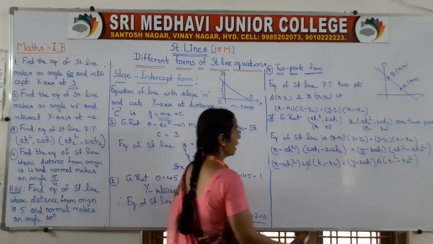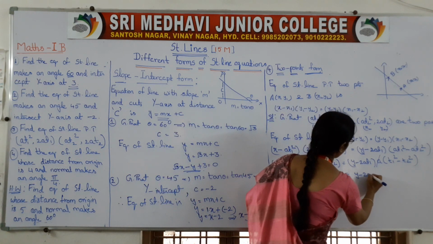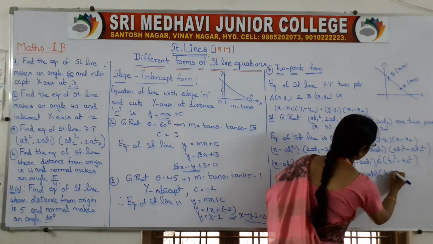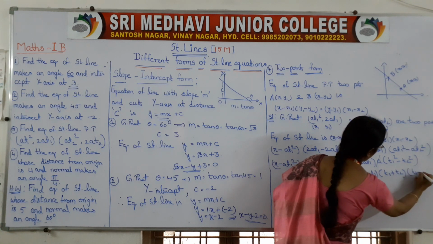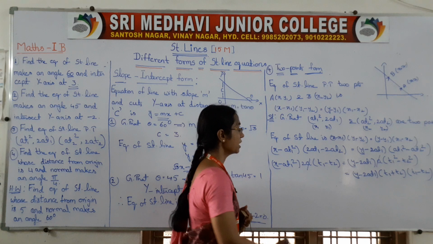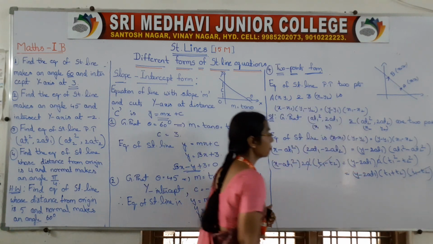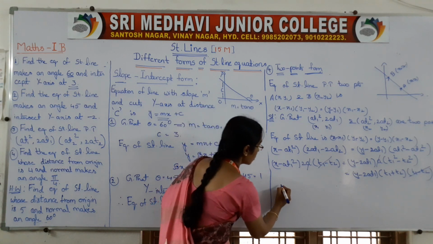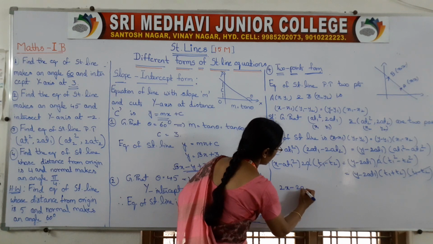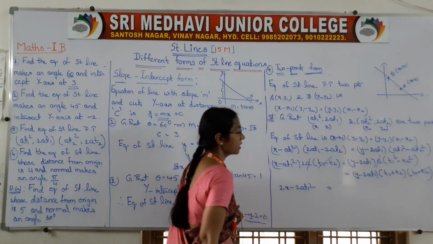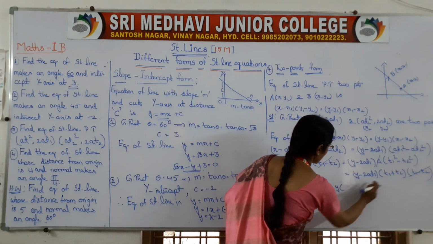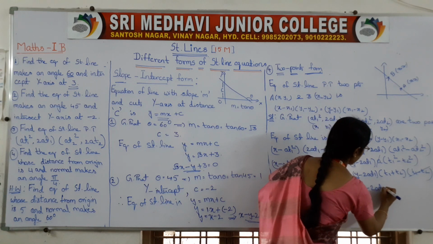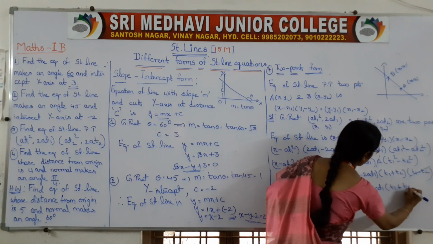a cancels, and the next step: y minus 2at1 into, here a square minus b square form, a plus b into a minus b. So t1 minus t2, this side t1 minus t2 and that side t1 minus t2 cancel. So now your equation is, 2 is there. So it is 2x minus 2at1 square is equal to y into t1 plus t2 minus 2at1 into t1 plus t2.